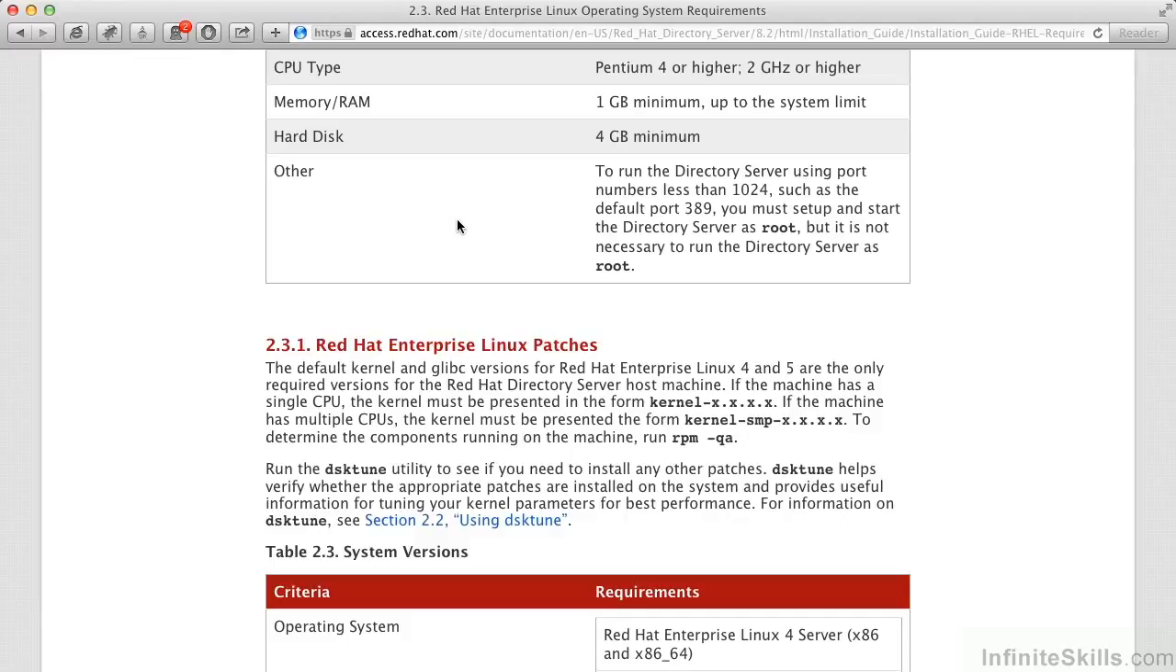The hard disk, we're looking for 4 gigabytes minimum space. Certainly throw as much hard disk as you want at it, but a minimum is going to be 4 gigabytes. You're probably going to be happier with quite a bit more than that.